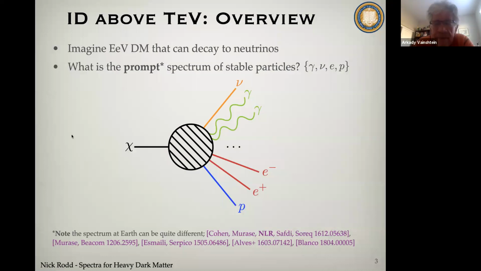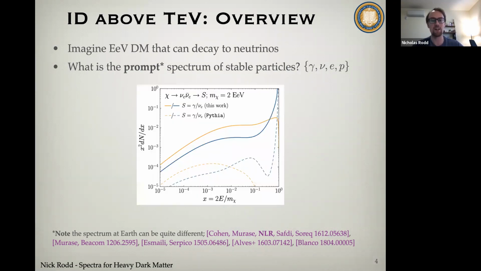So just to give you the answer for this specific part of the story before I go into details: again, sticking to this case of dark matter decaying to two neutrinos with this very high mass, what I'm showing you here is the spectrum for both photons and neutrinos coming out from the prompt decay. And I'm showing it to you in a way that will appear in many of the plots today.